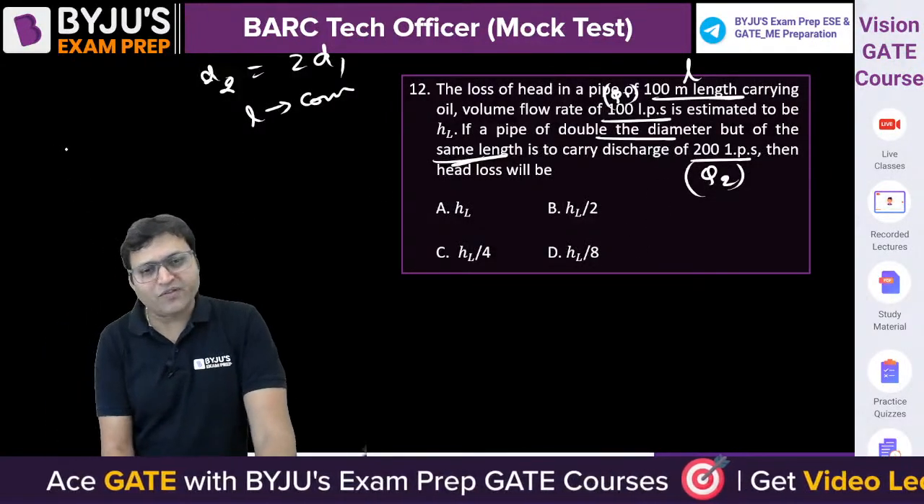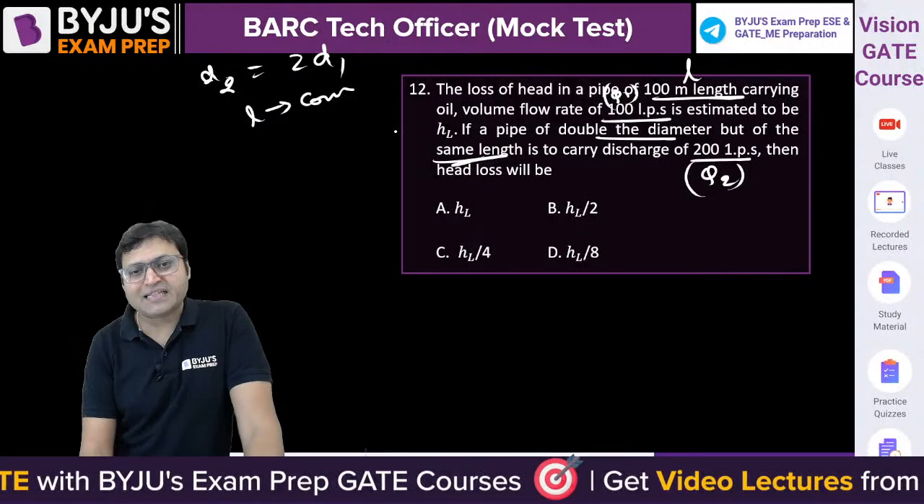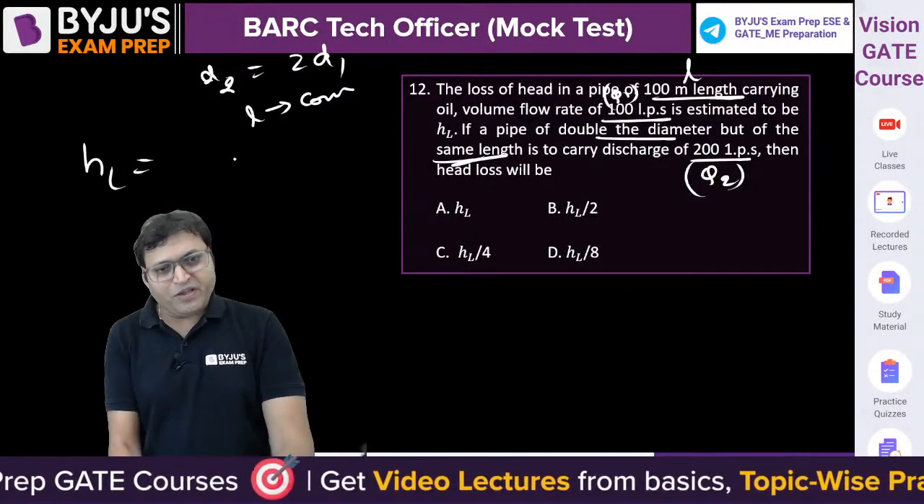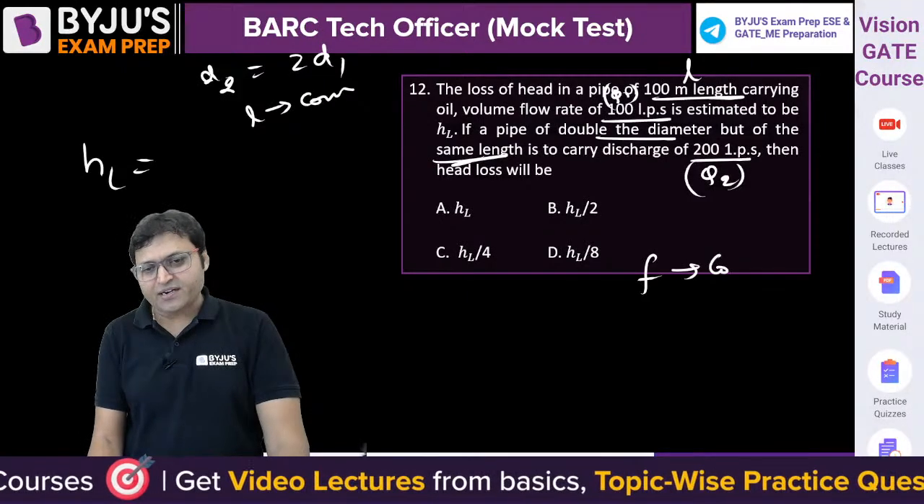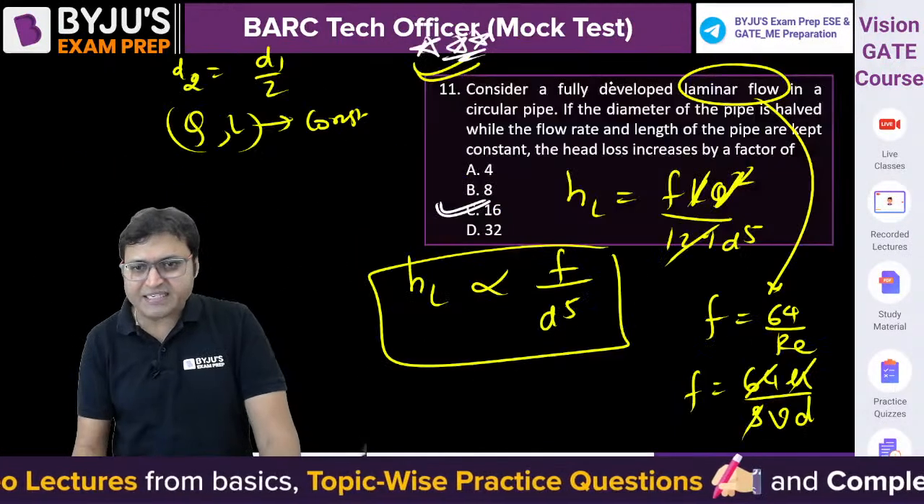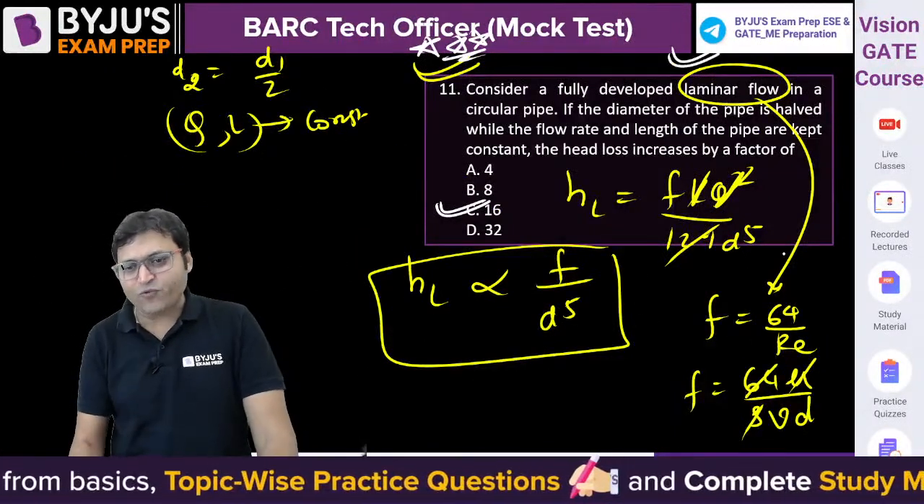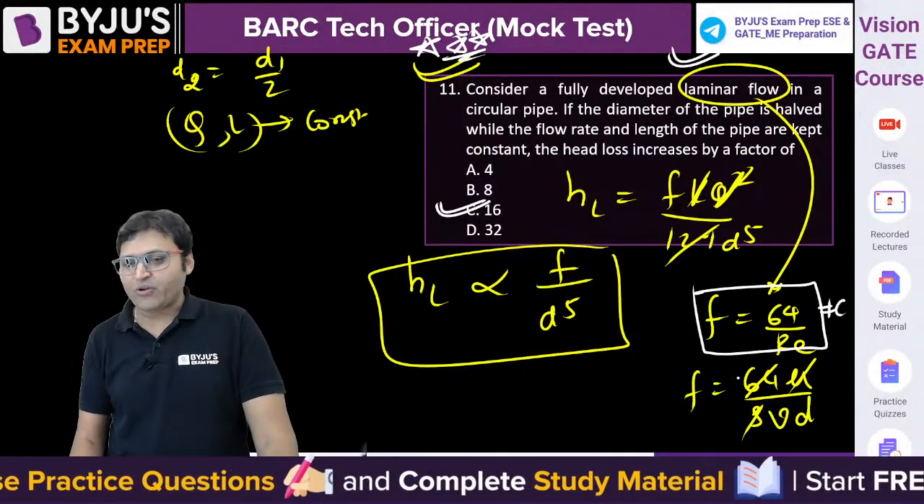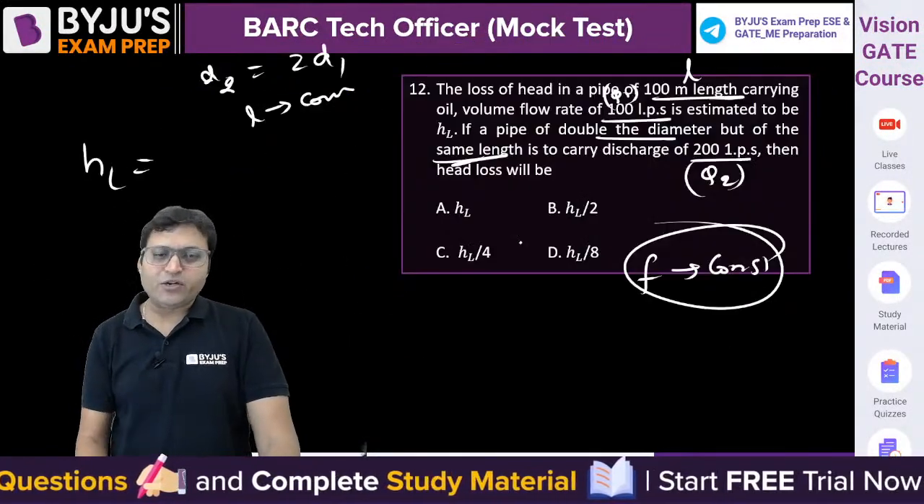Then the head loss will be, because nothing is mentioned regarding the laminar or the turbulent nature of the flow, we will assume F to be constant here. In this question, F will be taken as constant, but when the question is specifically mentioning that the flow is laminar, then F will not be taken as constant. Are you getting it? So that is what you need to take care.